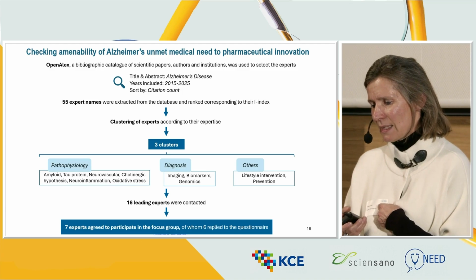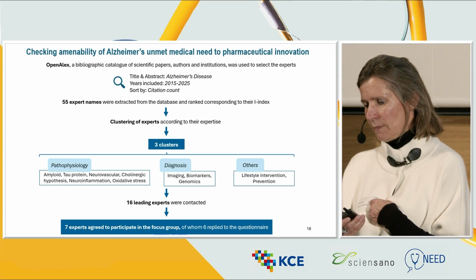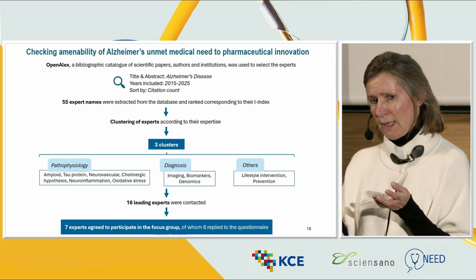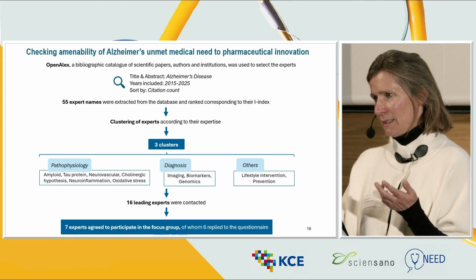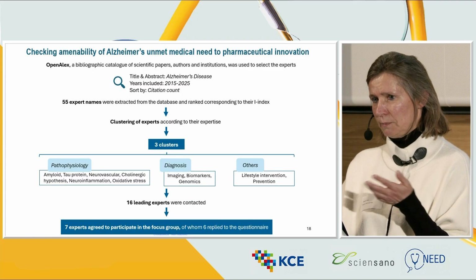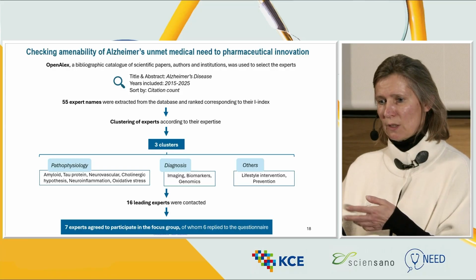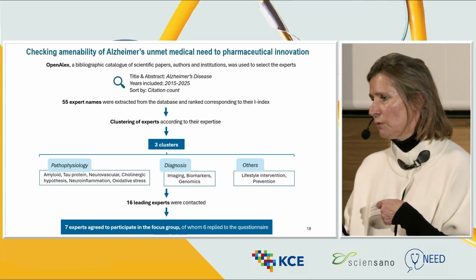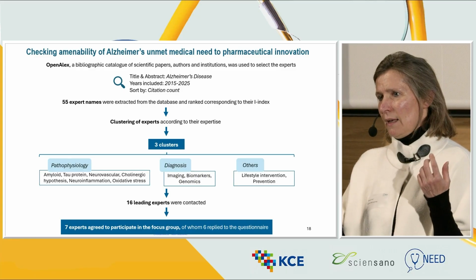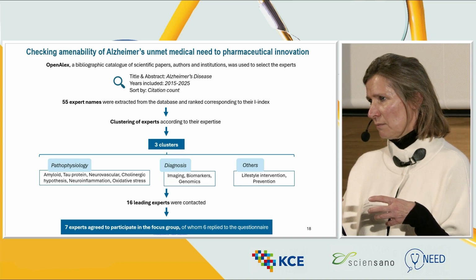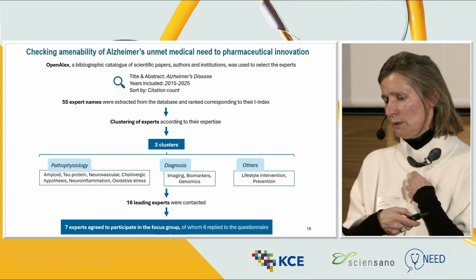And we selected 16 experts. At the end, 7 accepted to contribute to the study. 6 responded to a questionnaire we sent in advance, with questions about their understanding of the disease, the explanations, and what were the possible avenues for R&D and so on. Then we gathered them in a focus group to get some convergence in their opinions, and we got some conclusions about what they think about the amenability of Alzheimer's to drug treatment.